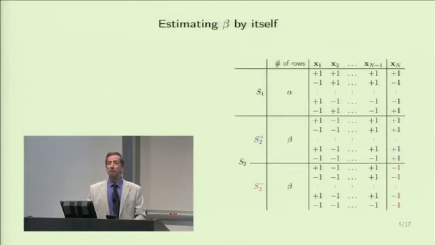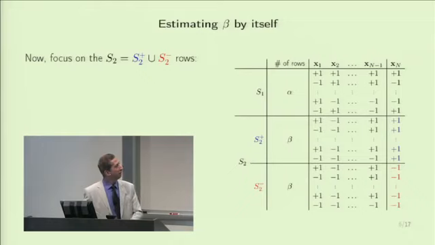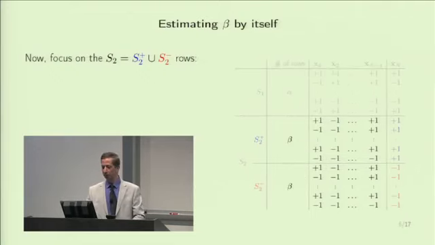Now let's try to estimate beta by itself. This is the more subtle argument, okay? In this case, we are going to focus now on the second part only, the S2 part, the guys that appear twice in the big matrix. So let's focus on them. When I focus on them, these guys are very easy to analyze. They are here and here, exactly the same. So this block is identical to this block, okay?